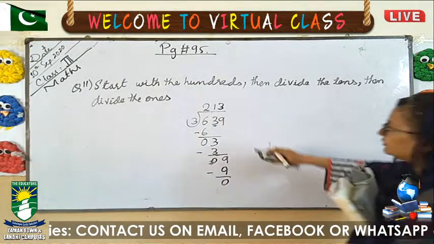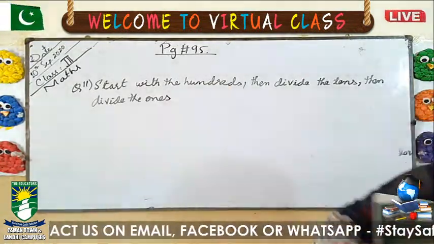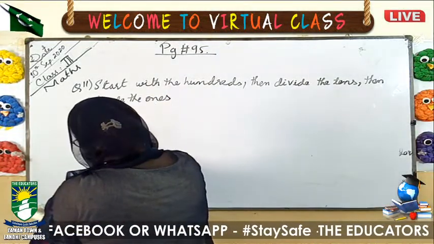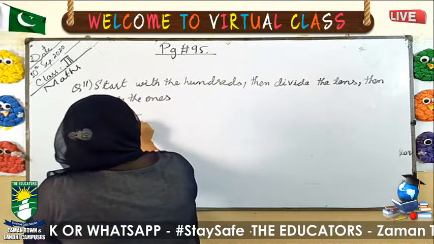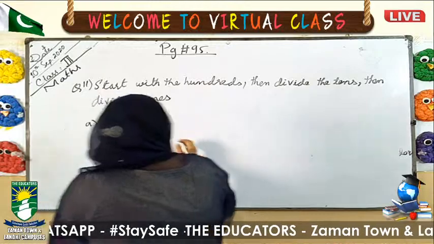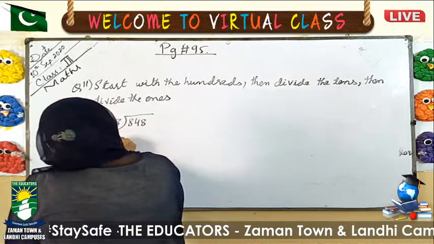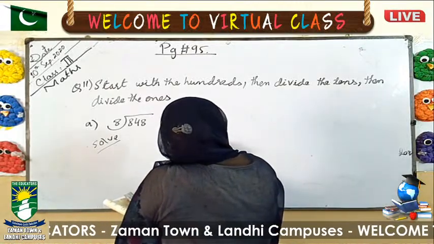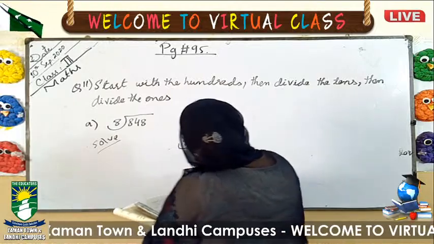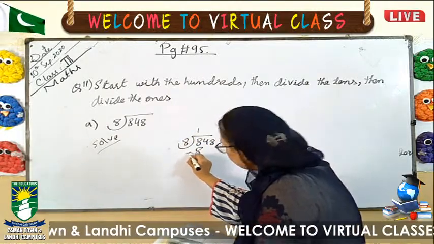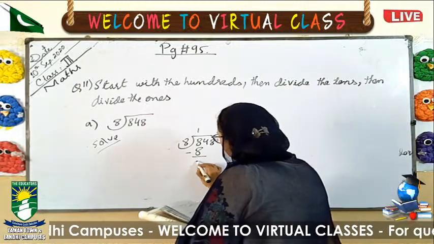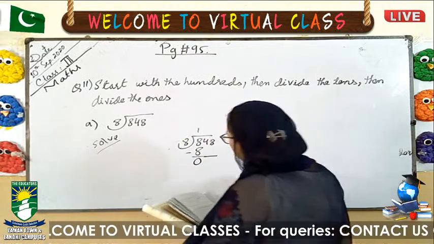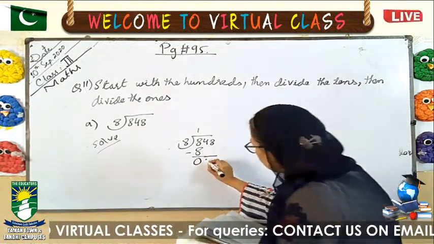The question we have, for example, 884 divided by 8. Now we can easily divide it. 8 into 1 is equal to 8. Then we will do the subtraction. Simply, 0 is over here. Then after that we will bring down the next digit, 4.